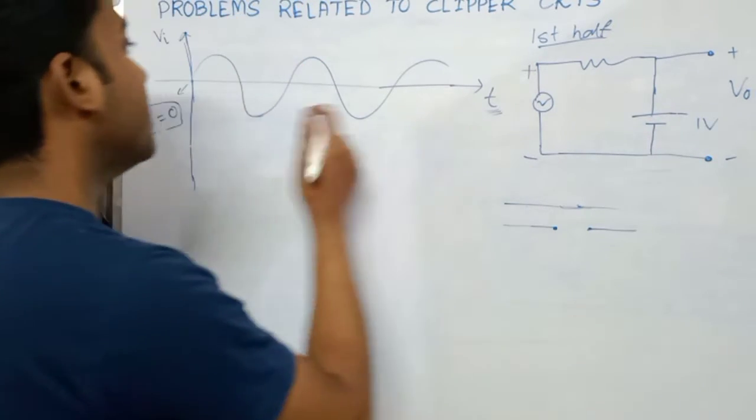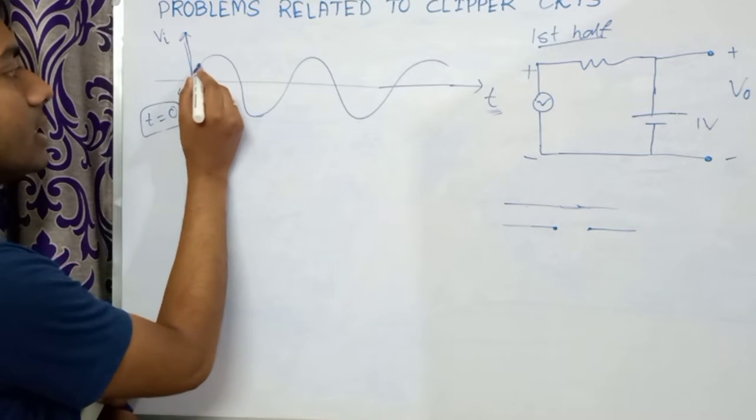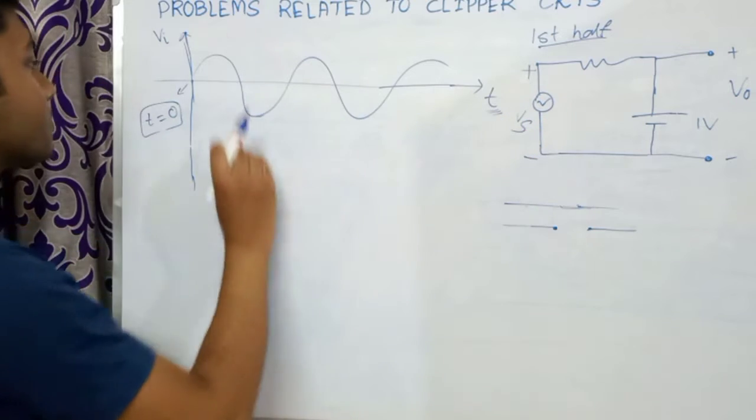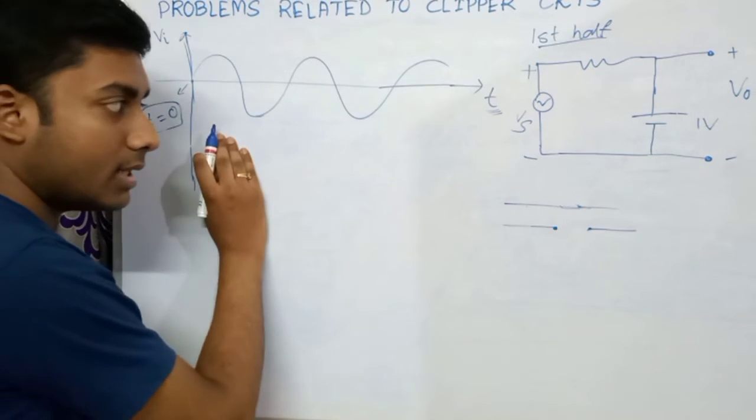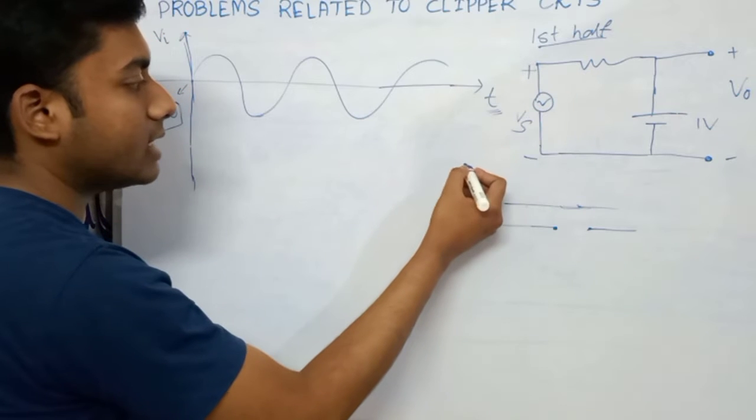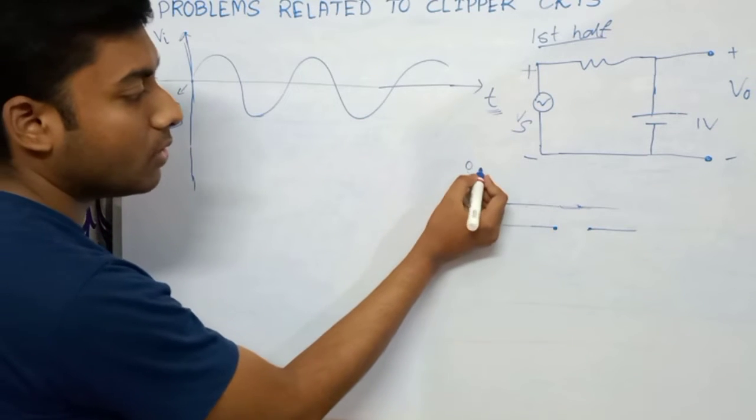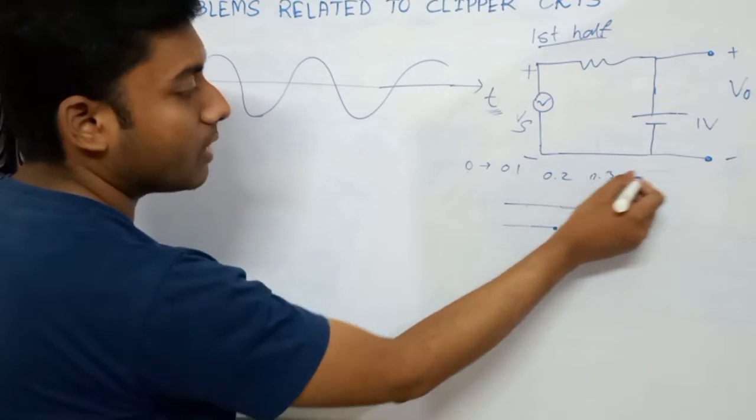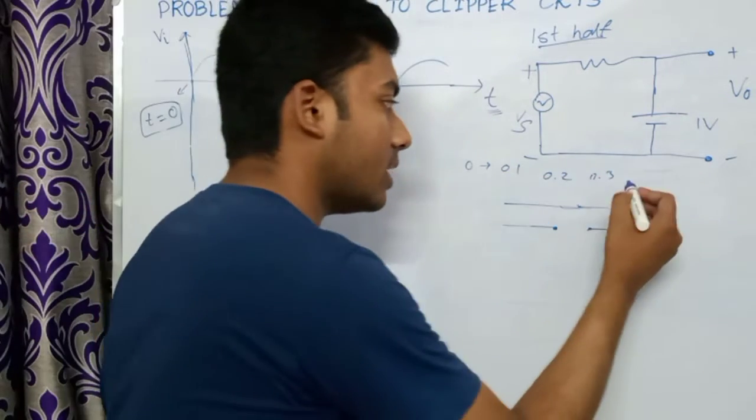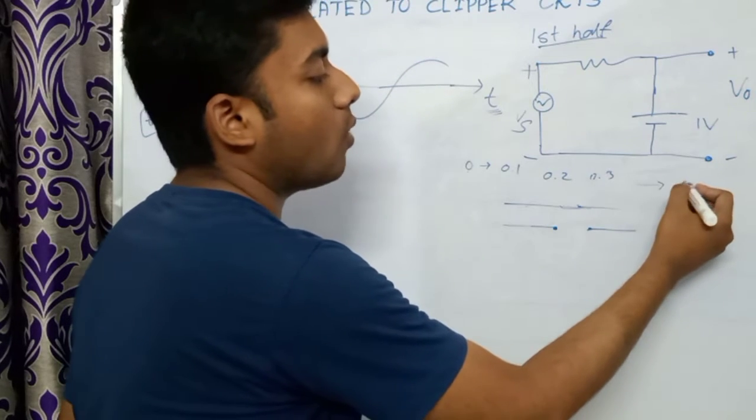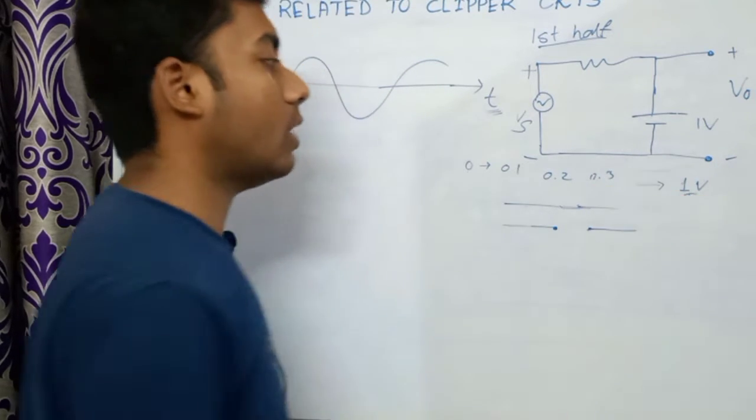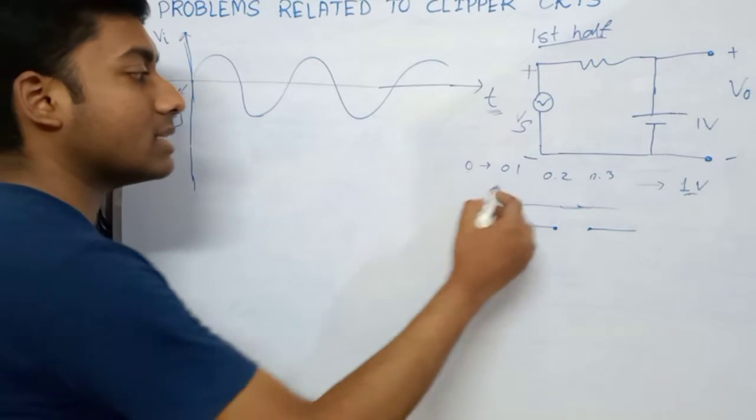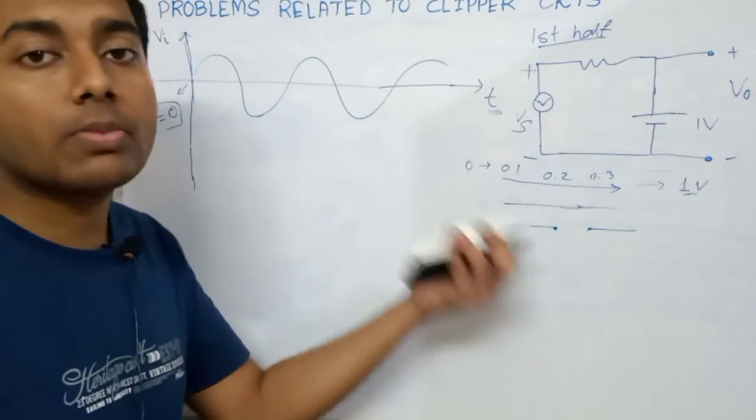Now as time elapses, what happens? This V initial means our V source. The V source gradually increases. That means it increases like this. Initially it was 0, then it becomes 0.1, 0.2, 0.3, 0.4, like this. It will gradually increase and come to 1 volt. But before coming to 1 volt, as time elapses, the voltage source has to pass these stages also, 0.1, 0.2 and 0.3.